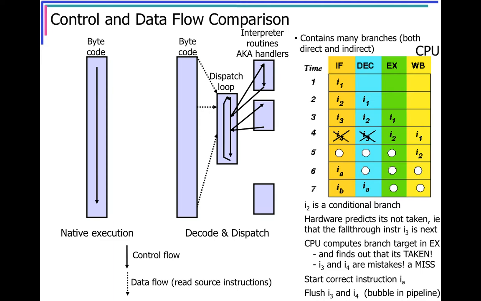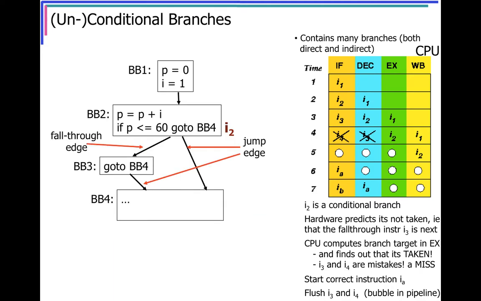So in this example, we're just going to be executing some instructions. I want to show you what happens when you hit a branch. Instruction 2, I2, is our conditional branch instruction. And if you remember, every time there's a conditional branch, we have a jump edge. That is, the condition is such that we're going to take the branch. We're going to jump across the branch. So that's called the jump edge.